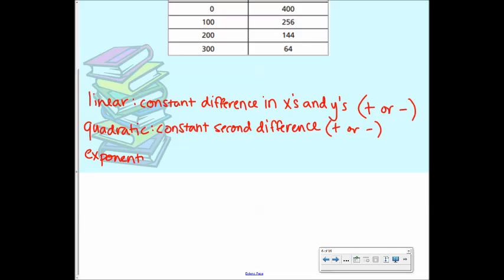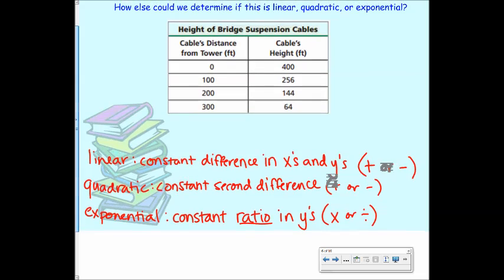All right, and then how can you tell if it's exponential? It should be multiplication and division where? In the x's or the y's? The y's. We only care about the y's. So instead of calling it a constant difference, we call it a constant, starts with an R. Rate. Almost. Ratio. So that's multiplication or division.